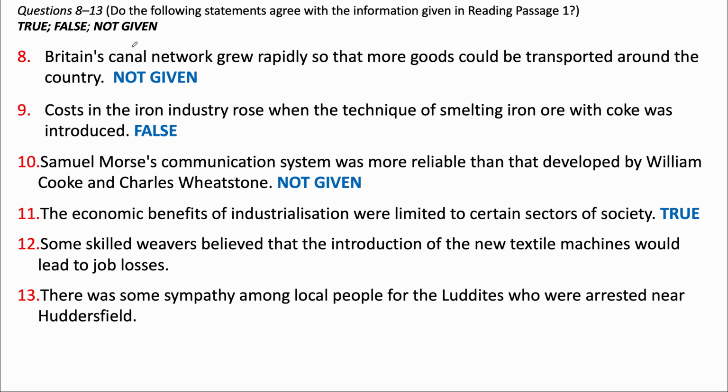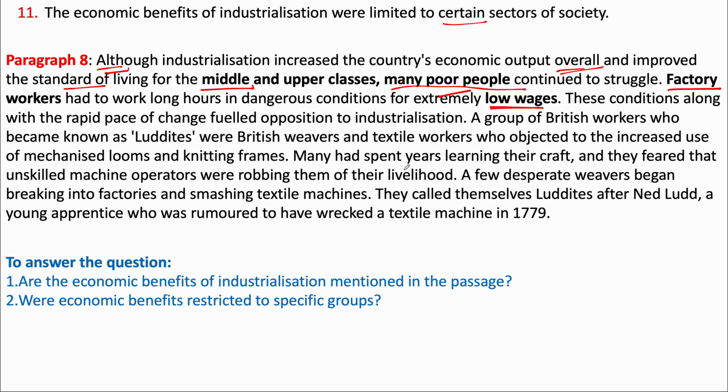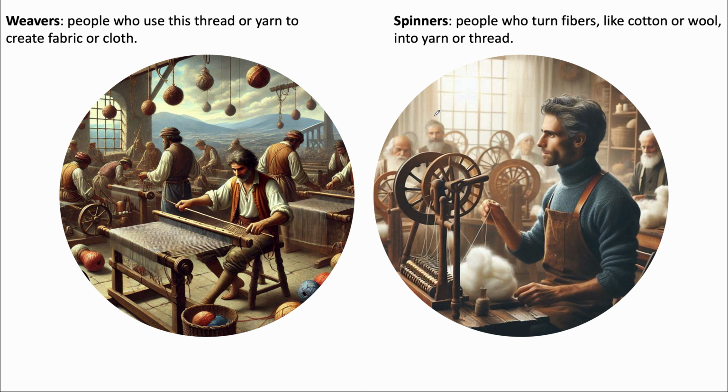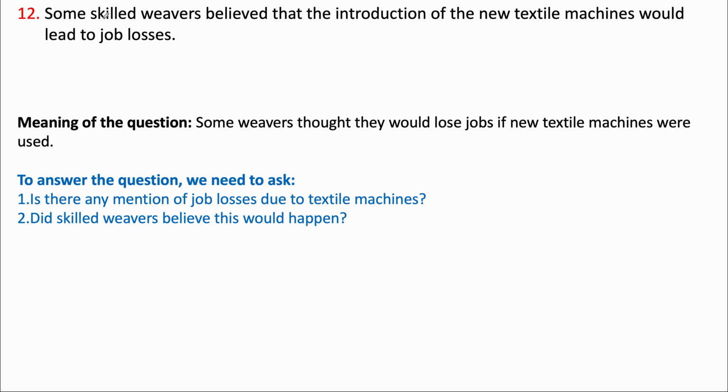Moving on to the 12th question. The 12th question mentions weavers and textile machines, which are mentioned in the same paragraph, the 8th paragraph. Weavers are people who make fabric or cloth from thread. We discussed this earlier in the gap fill questions. Skilled means someone who is trained and proficient in their craft. The question means that some weavers believed they would lose jobs if new textile machines were used.